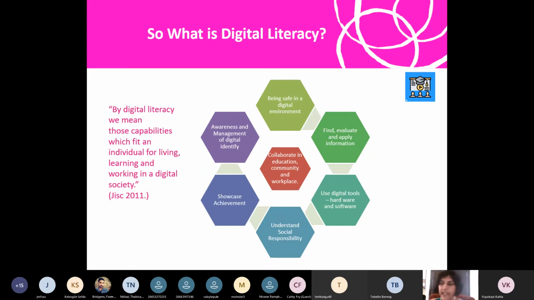Mankey, what do you think, Mankey? Hi, Mankey, what do you think? Nsani says collaborate in education and the workplace. He will put that right up there. Nsani, can you please tell us why, very quickly? Why do you think that is important?